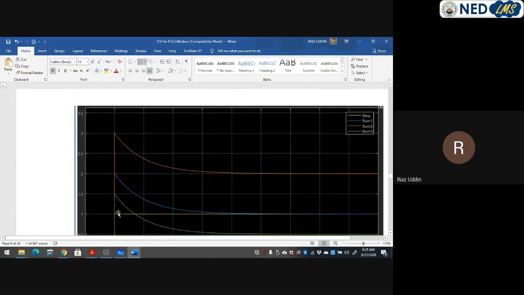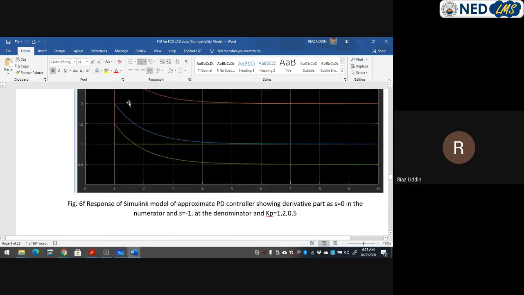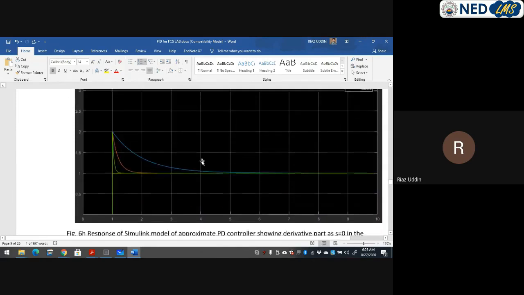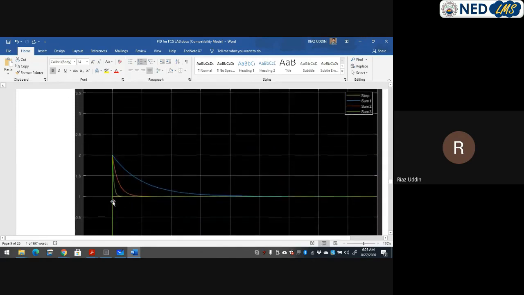We are using a different value of proportional gain and the same value of integral gain, so it gives a similar pattern. And then we are using the same value of proportional gain and a different value of integral gain.